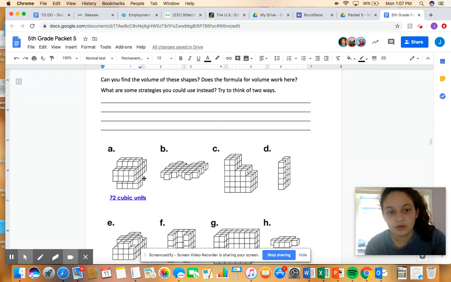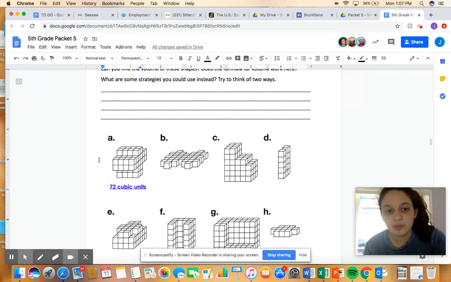And now right here we have a length of 4 times a width of 6. So 4 times 6 is 24. So the base is 24 times the height of 2. 24 times 2 is 48. So we have 8 on top, 48 in the middle, and the bottom we have a length of 4, a width of 2, and a height of 2. 4 times 2 is 8. 8 times 2 is 16. So if we add up 48 plus 16 plus 8, we should get 72.